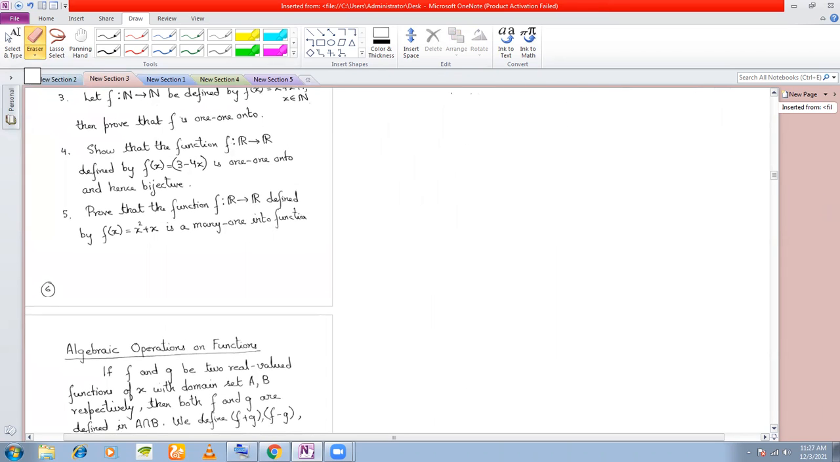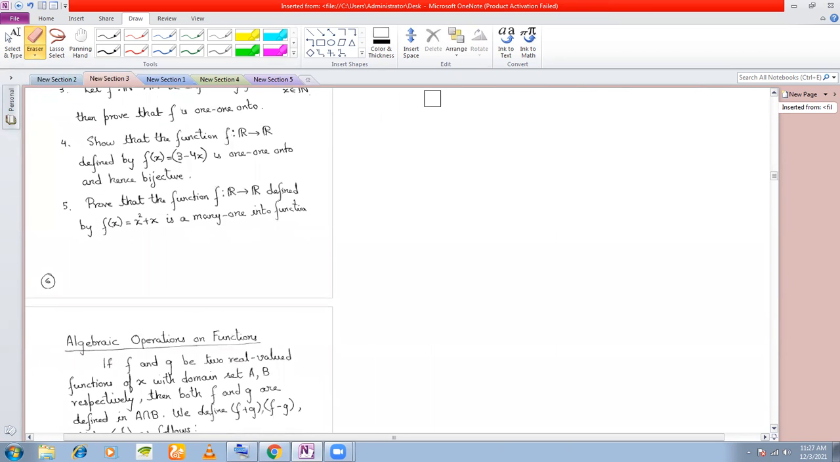Number 5. Prove that the function defined by f(x) = x squared plus 1 is many to 1 into. Now what do you mean by many to 1 into? If you remember, I told you if a function is not 1 to 1, then it has to be many to 1. And if a function is not onto, then it has to be into. That means you just have to show that it is not 1 to 1 and it is also not onto. Then you can say it is many to 1 into.